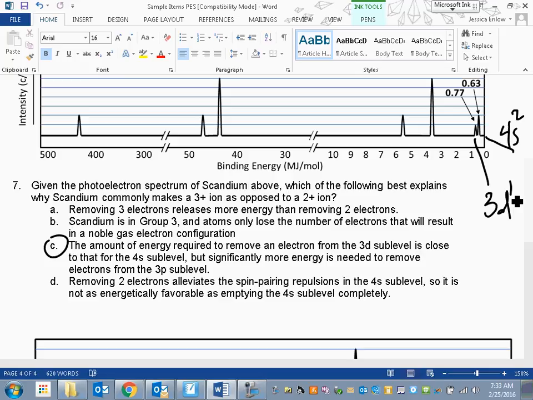Okay, you're feeling good about PES? Graphical analysis, you have to draw one of these on your free response. Okay, draw one and answer one from a multiple choice standpoint.